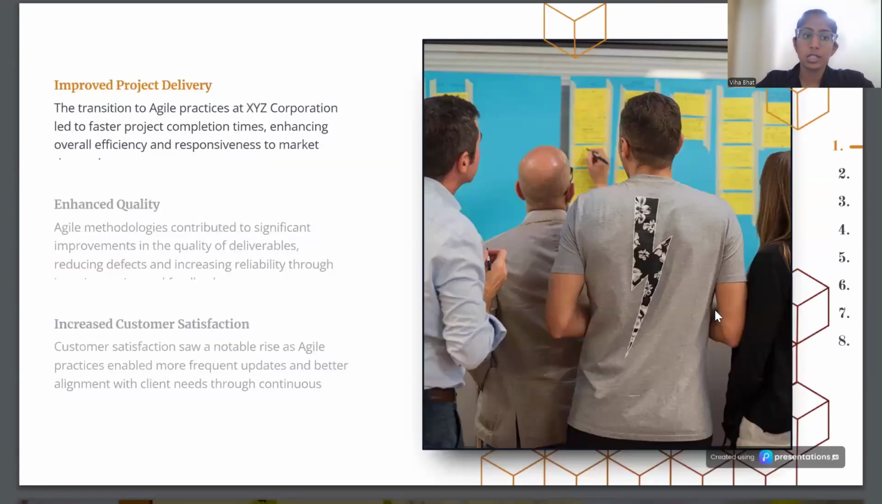So first, we're going to see improved project delivery through this. The transition to agile practices at the said company or corporation led to faster project completion times, enhancing overall efficiency and responsiveness to the market. Next was enhanced quality. Agile methodologies also contributed to significant improvements in the quality of deliverables, reducing defects and increasing reliability throughout. It was also increased customer satisfaction. Customer satisfaction saw a notable rise as agile practices enabled more frequent updates and better alignment with client needs through continuous communication and involvement.